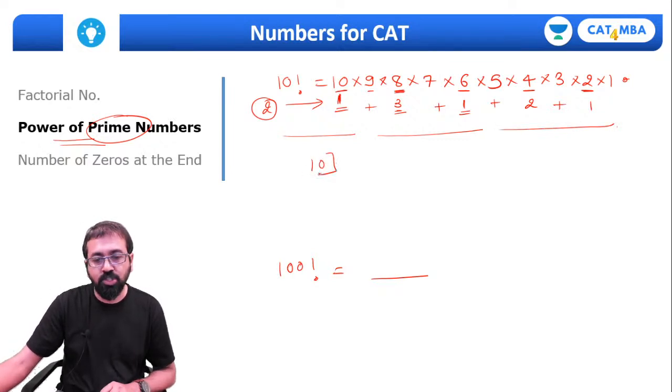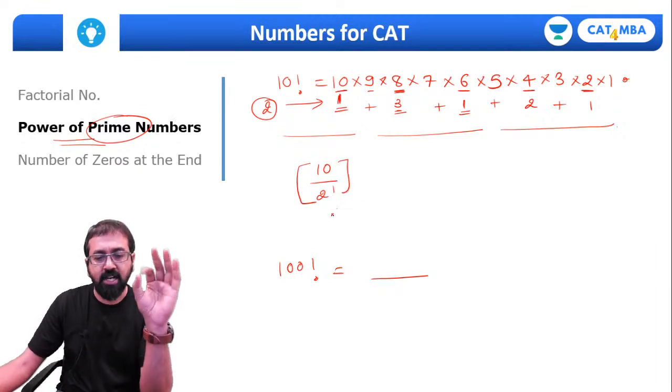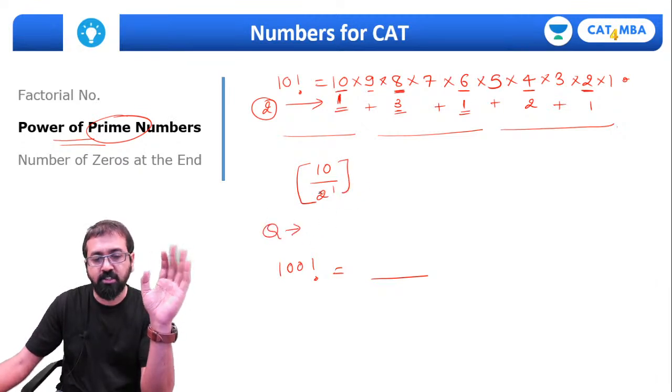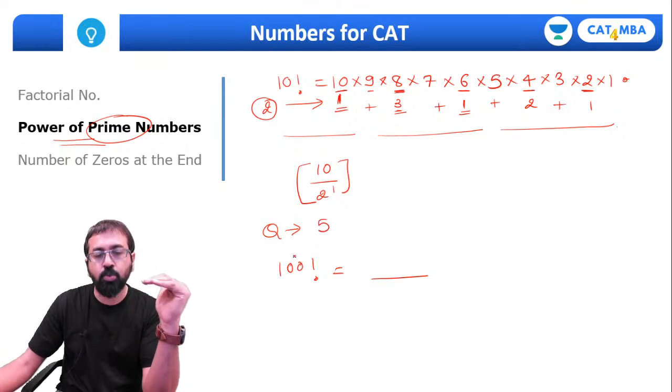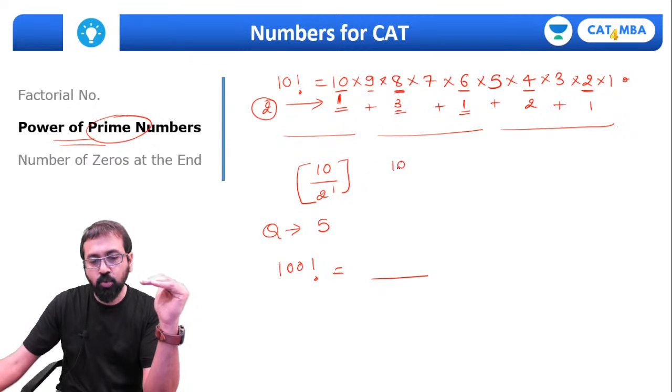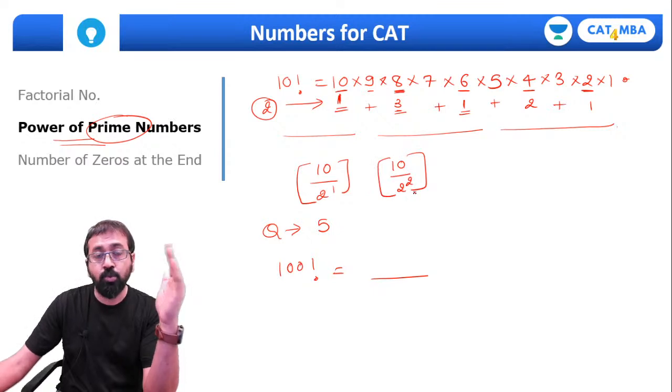What you need to do is divide this 10, not 10 factorial, just take 10. You need to divide 10 first by 2 raised to 1, and write down the greatest integer value, or in simple words, the quotient. So 10 divided by 2, what is the quotient? The quotient is 5. Then you need to divide 10 by 2 square. 2 square is 4, so 10 divided by 4. 4 twos are 8, so the quotient will be 2, right?